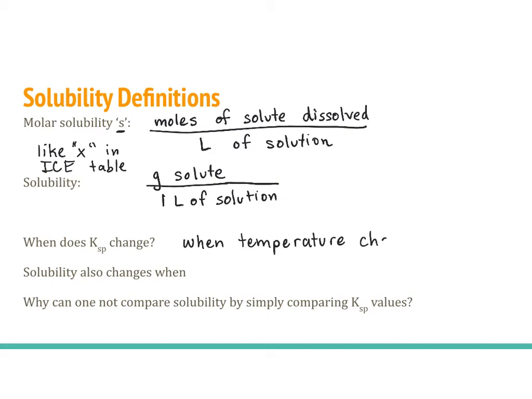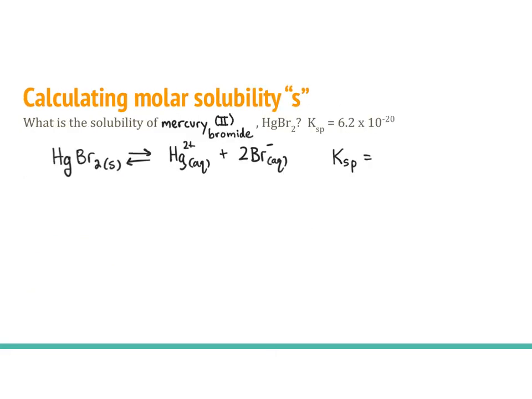However, the solubility of a salt, S, can also be changed when a common ion is present. We're going to look at that more, not so much today, but in an activity in coming days. And so the last question that we're going to answer on today's activity is, why can one not compare solubility by simply comparing KSP values? So I'm not going to answer that. I'm going to let you answer that, but we're through an activity that you're about to do.